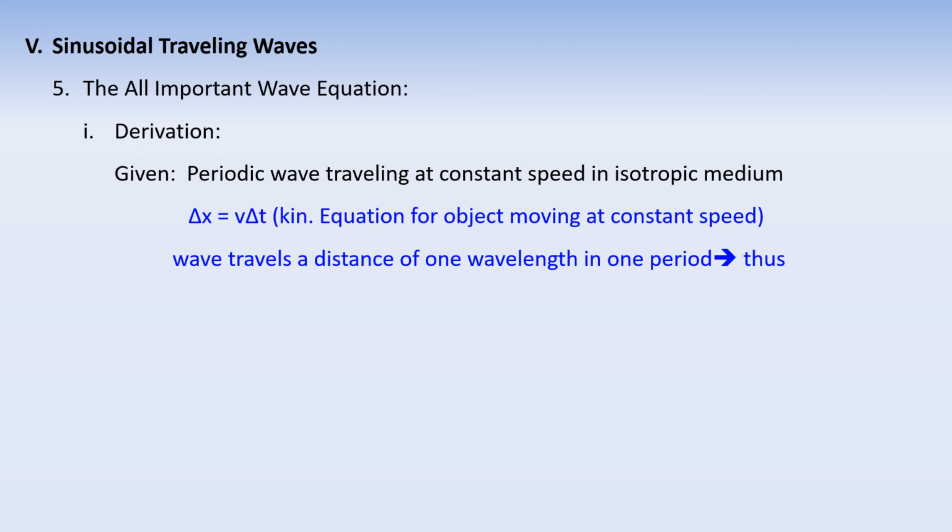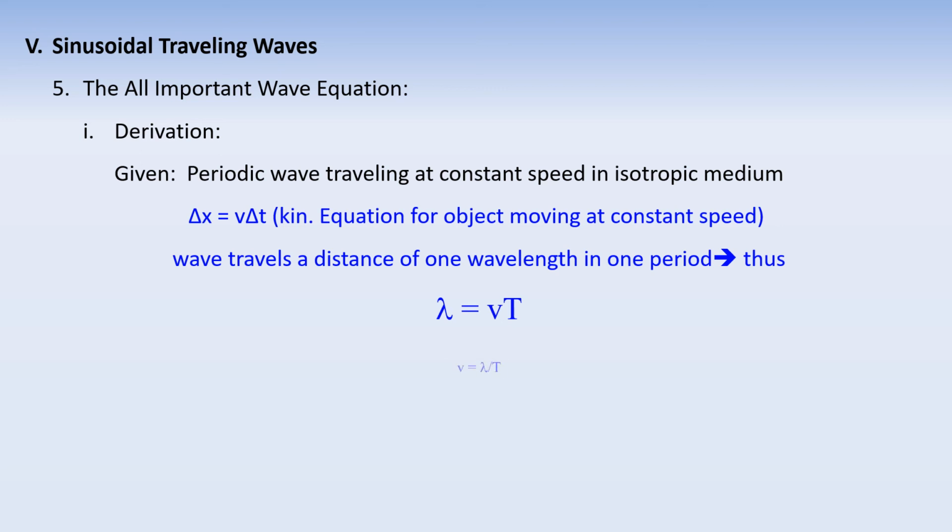In our case, remember we said that for a wave, we are going to write this kinematic equation in terms of these new variables that we've introduced to describe wave motion. So a wave that travels a distance of one wavelength in one period, we're going to substitute these values in for distance and time. So we can say that for a traveling wave, it will travel a distance of one wavelength in a time equal to the period of the wave.